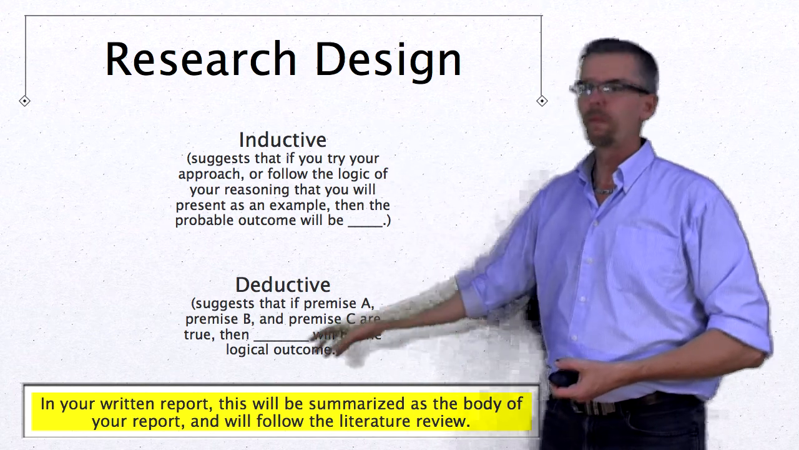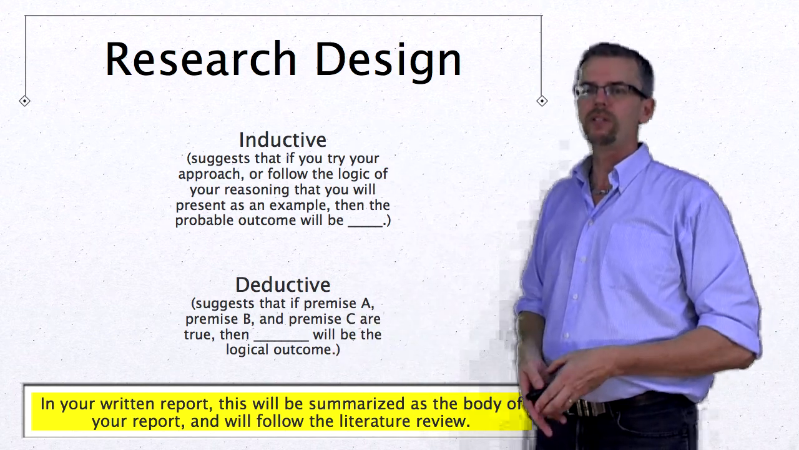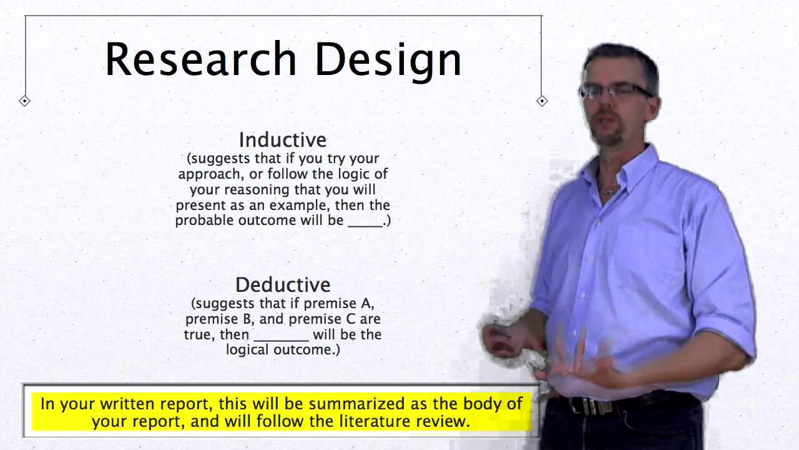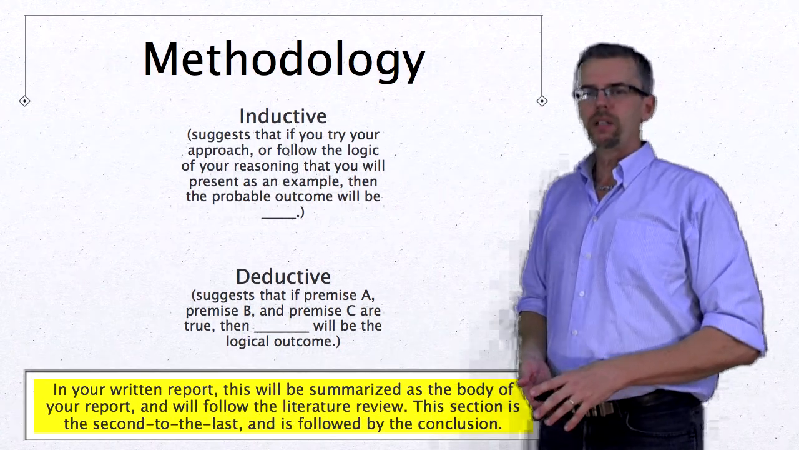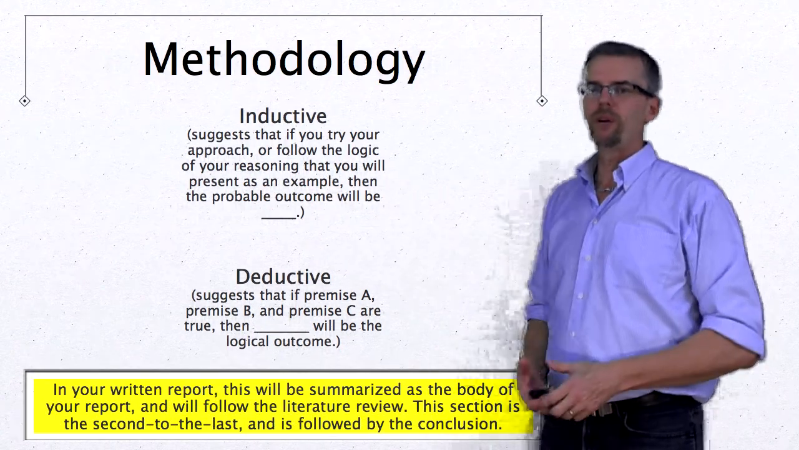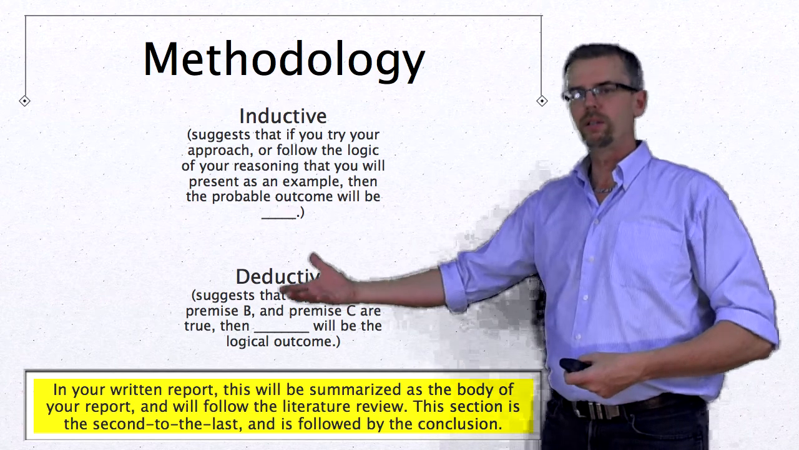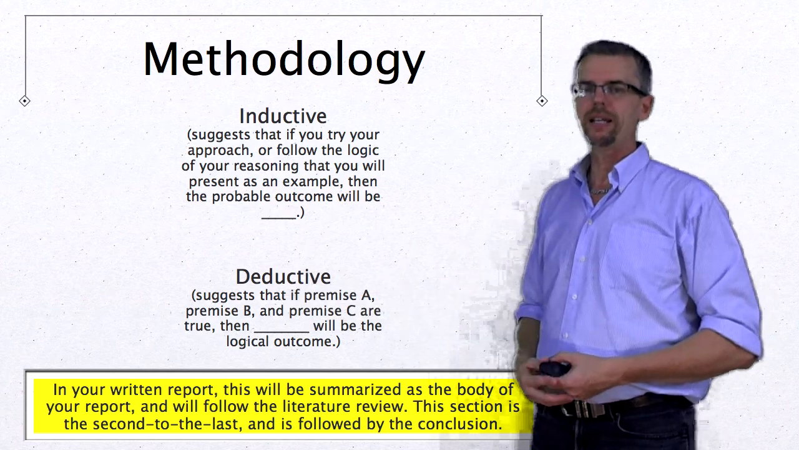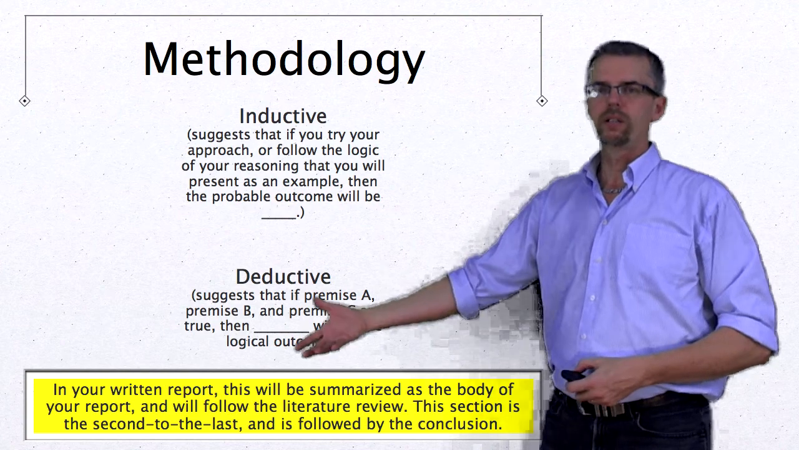In your written report, this will be summarized as the body of your report and will follow the literature review. And on your methodology section in your written report, this will be summarized as the body of your report and will follow the literature review as well. This section is the second to the last and is followed by the conclusion.